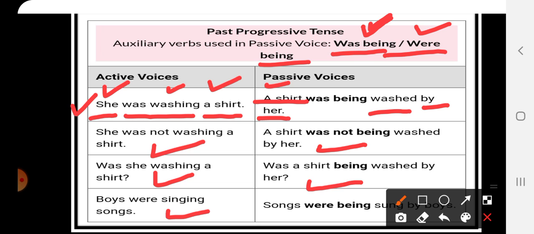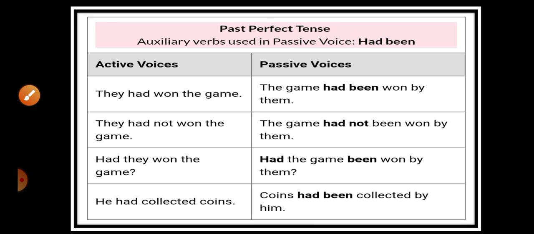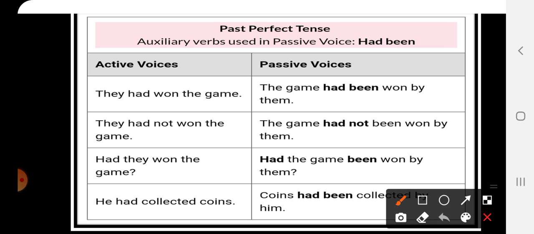The passive voice of it is songs were being sung by boys. Now the next tense is past perfect tense. Again, I would say that the most important thing to be noticed here is the auxiliary verb that we use while changing active voice into passive voice, that is had been. So let's see. Here we will not get confused because there is a single helping verb to be used while changing active into passive voice.